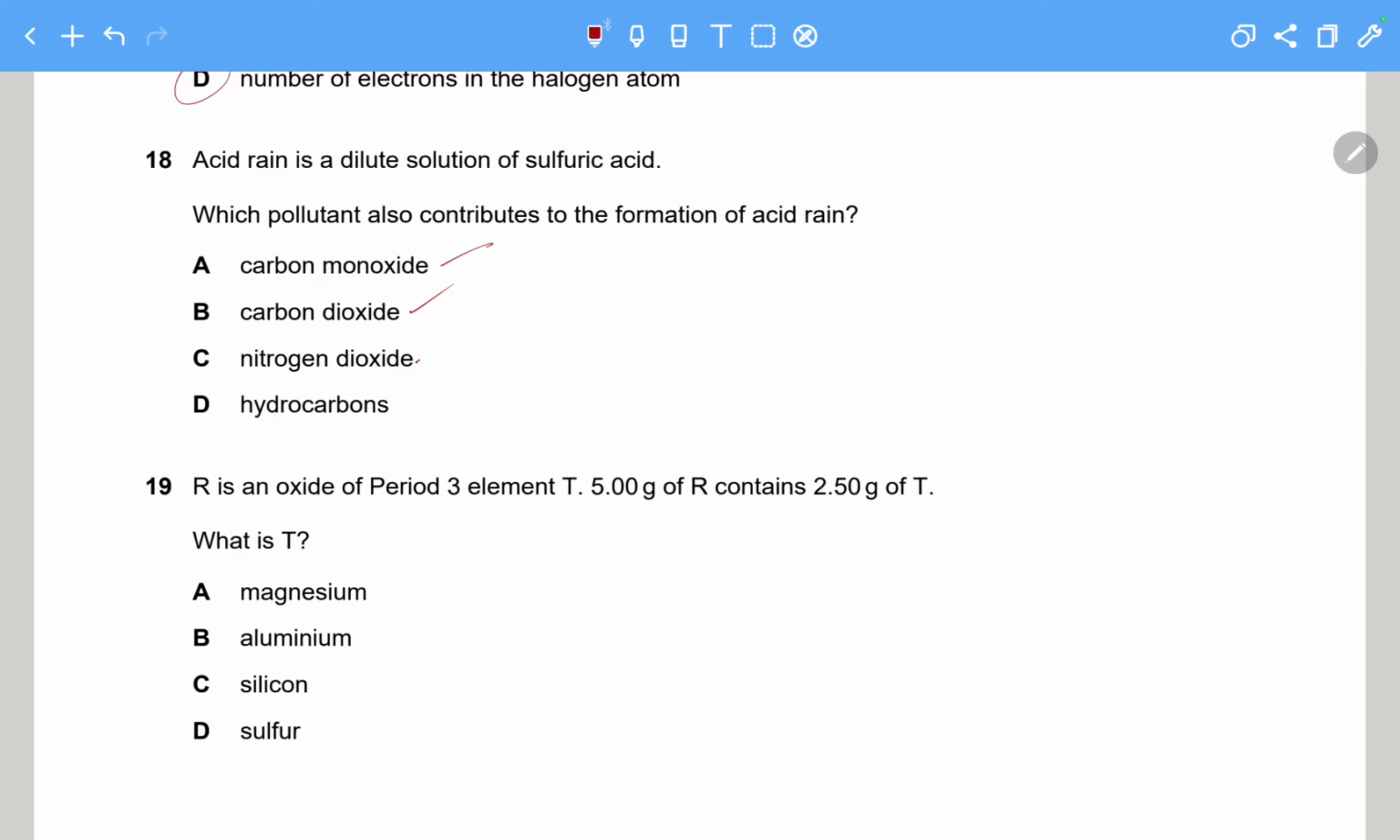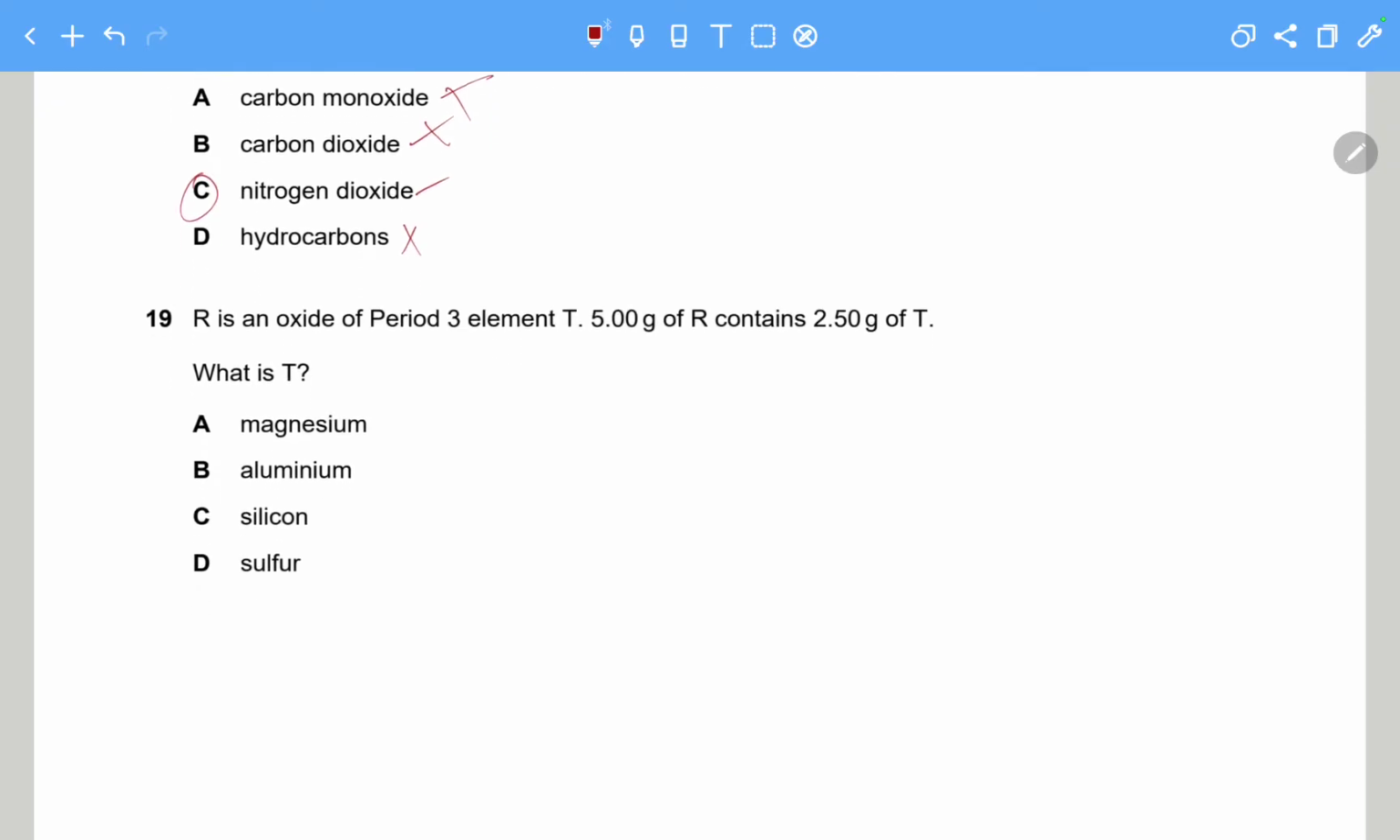Nitrogen dioxide? Yes, because we know it is involved in the catalysis in the formation of acid rain, and it probably forms HNO3 as well. So yep, it can be a plausible answer. So I'll cross out A and B, sorry, and C is a probable answer. Hydrocarbons, no, they really burn to form CO2 and H2O. So again, not anything to do with acid rain, and therefore the correct answer has to be C.